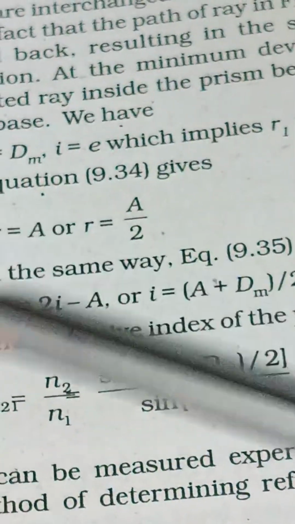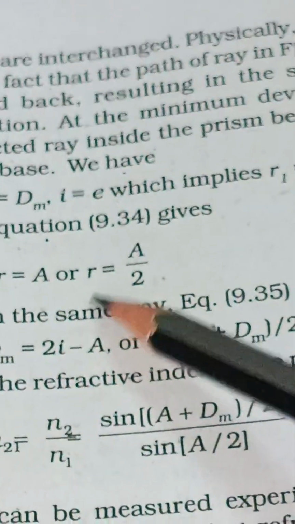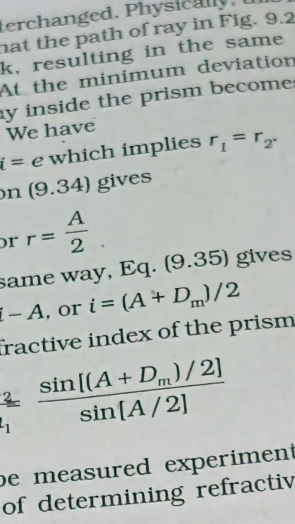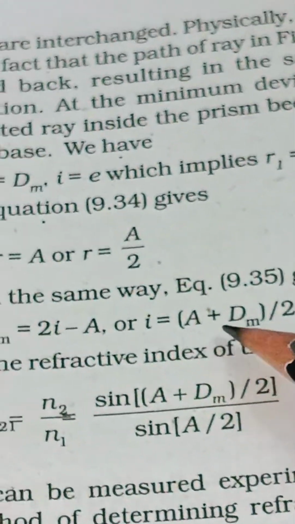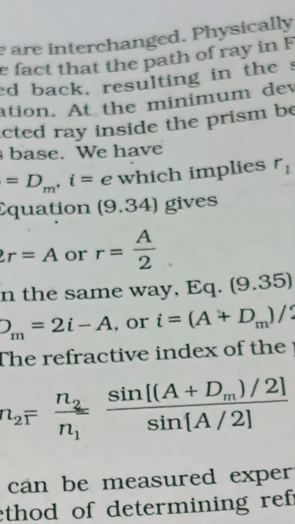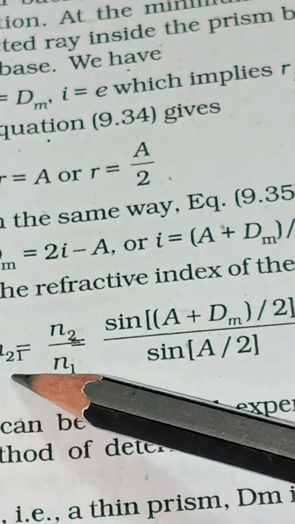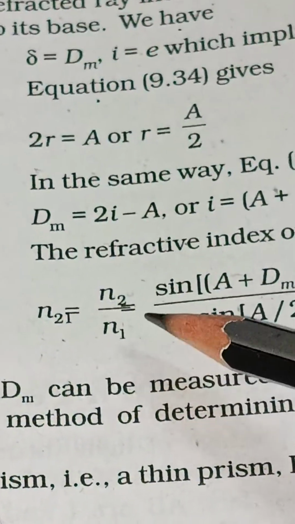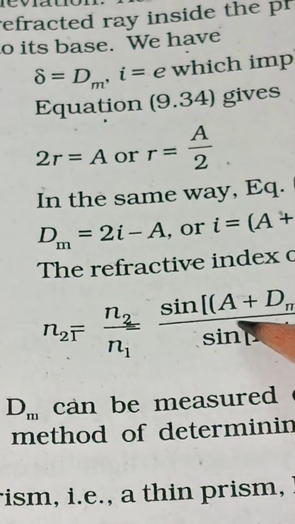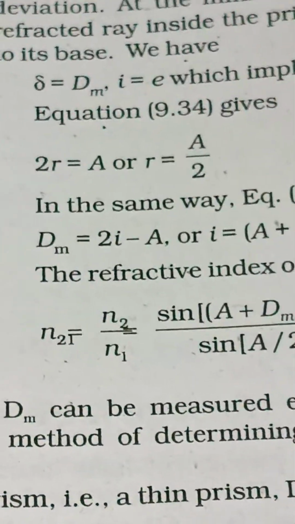In equation 9.34, we have seen on the last pages, 2r is equal to A, or r is equal to A upon 2. In the same way, dm is equal to 2i minus A, or i is equal to (A plus dm) upon 2. The refractive index of the prism is n21, which is equal to n2 upon n1, into sine of (A plus dm) upon 2, upon sine of A upon 2.